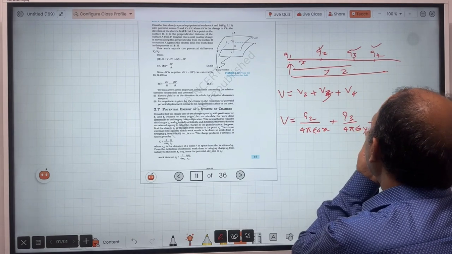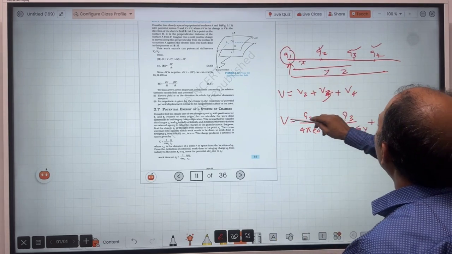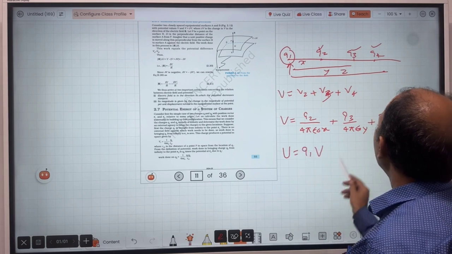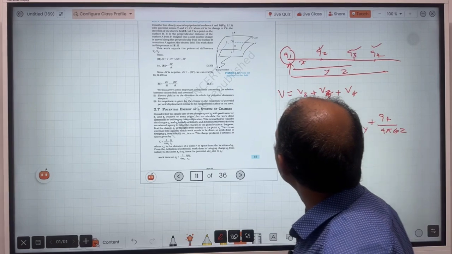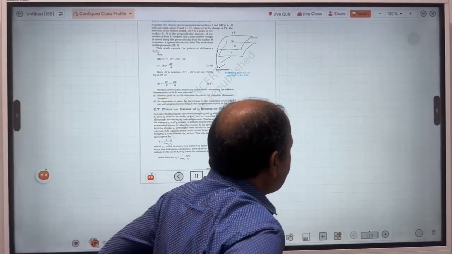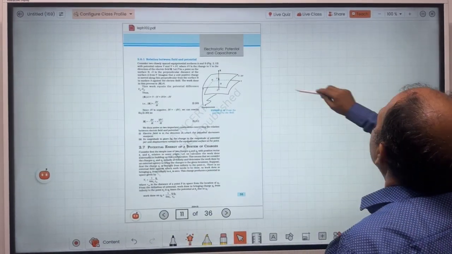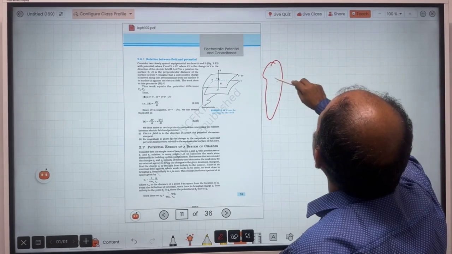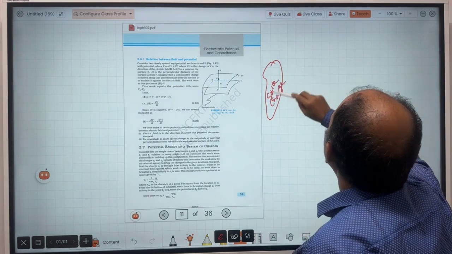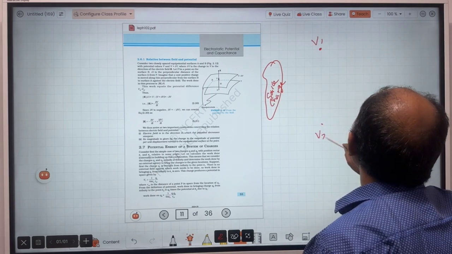Now what you have to do? You have to find the potential energy at this point. So you are bringing that charge where the potential is this much. So potential energy will be Q1 times V, and V is this, so you will get the potential energy. Now consider another case when there is a source charge somewhere here. Due to this source charge, at this point say potential is V1, and at this point say potential is V2.